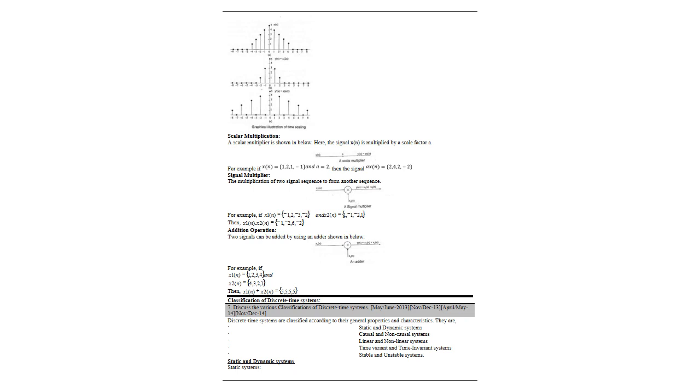Okay. Next is the classification of discrete time systems. The discrete time systems are classified as static and dynamic systems, causal and non-causal, linear and non-linear, time variant and time invariant, stable and unstable.